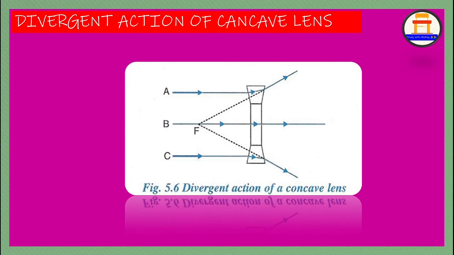Divergent means they all move apart. They don't meet, they all move apart. You can see over here, parallel beams of light are coming to a concave lens. They are moving apart. That is the divergent action. Upon extending those rays backward, they meet again at a point F.